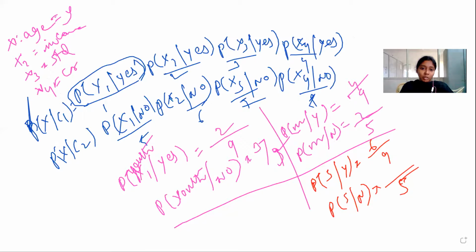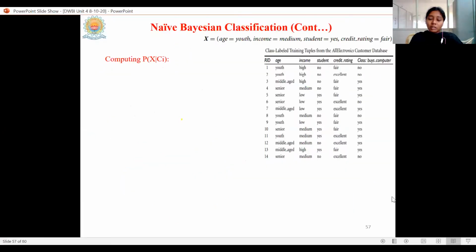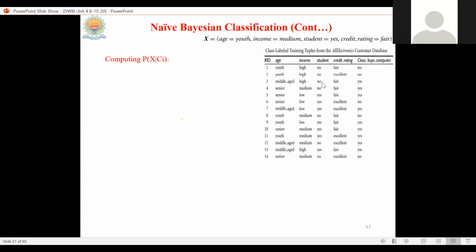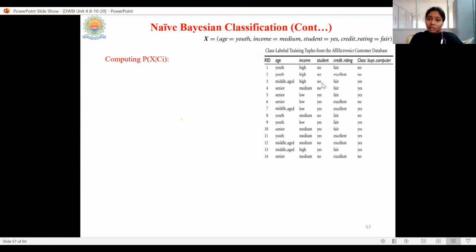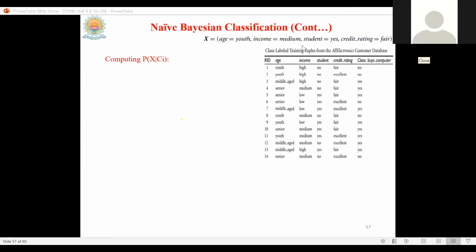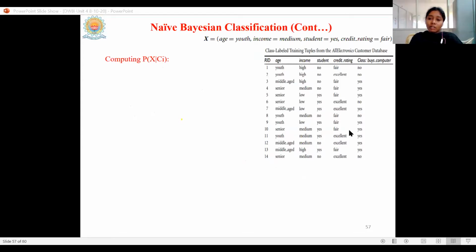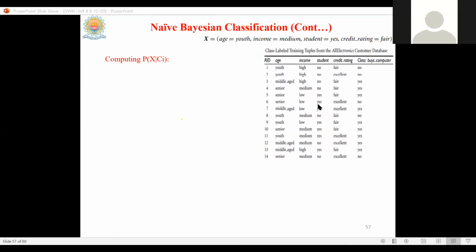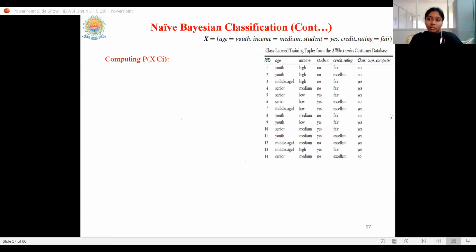I'm going back to the PPT. How many no cases are there for student S? Here is one. 7 S, ma'am. How many? 7 S. For student is equal to no, how many no's are there? Sorry, for student is equal to yes, how many no's are there? 7, ma'am.